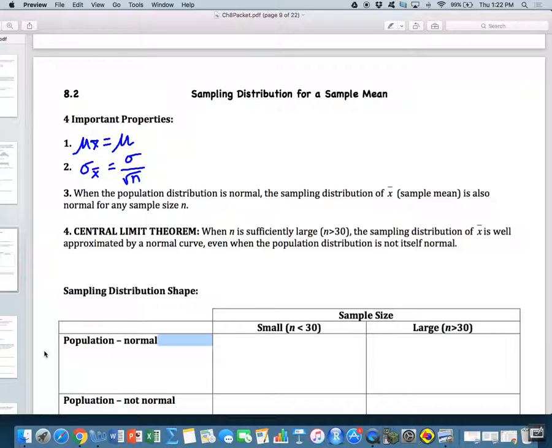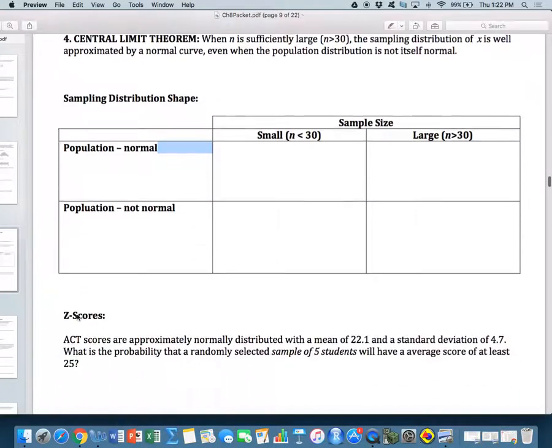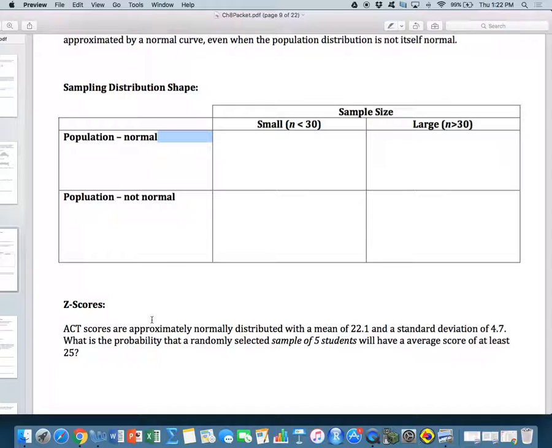So you need to know the different shapes of sampling distributions. There are 4 cases. The population is normal or not normal, and then you either take a small sample size or you take a large sample. If the population is normal, the sampling distribution is always normal. Doesn't matter what the sample size is. So population normal, small sample size, that means that the sampling distribution is approximately normal. If the population is normal and you take a large sample size, the sampling distribution is still approximately normal.